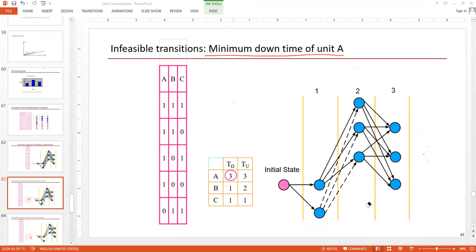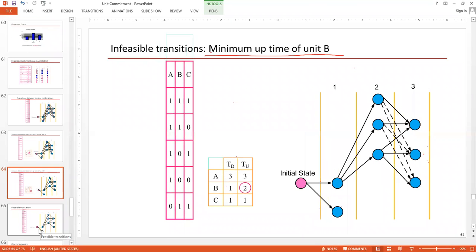Similarly, there are some other infeasible transitions that we can find. Now that is associated with the minimum uptime of unit B. So now we are looking at the minimum uptime of unit B. This is the value, 2 hours. That means once unit B is turned on, you have to wait for 2 more hours to turn it off again. Once it is turned on, you have to wait for 2 hours to be able to turn it off once again.